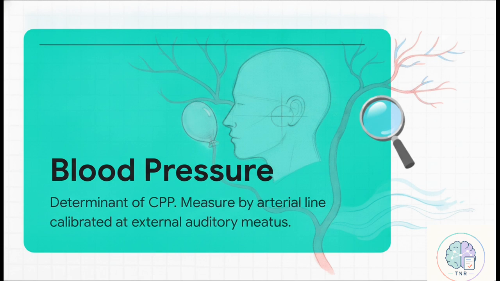But here is the crucial takeaway for intracranial procedures. Your arterial line must be calibrated directly at the external auditory meatus. Why? Because that specific level most accurately reflects the actual intracranial pressure.